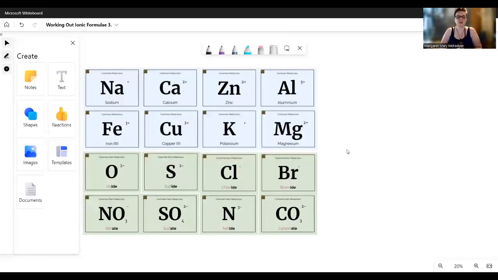So the first thing to do is to get your Chemcards out. If you haven't got them out already and laid out, pause the video, give yourself a few minutes to do that.